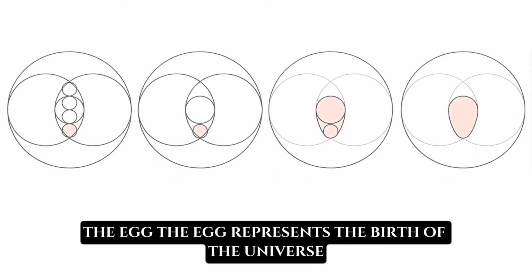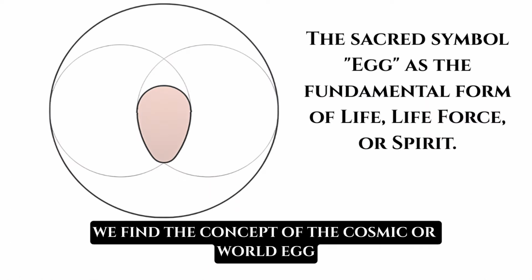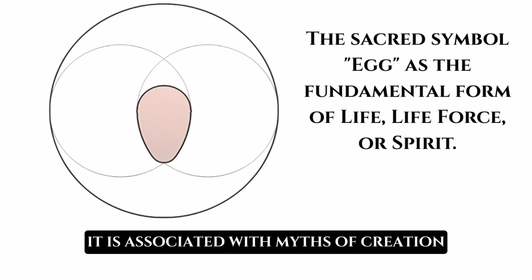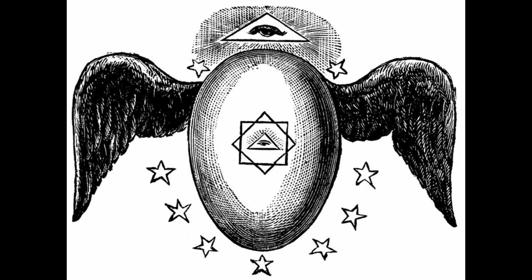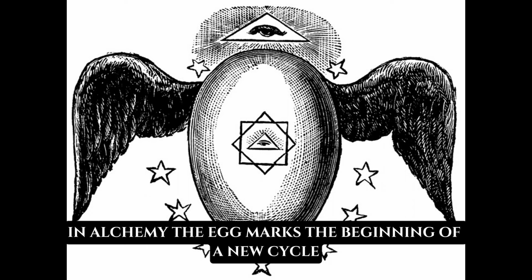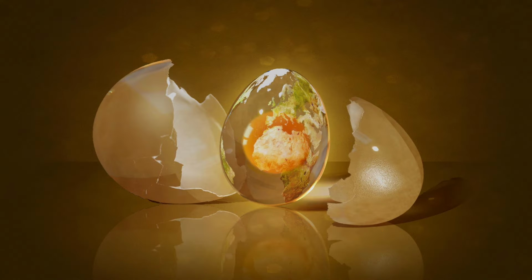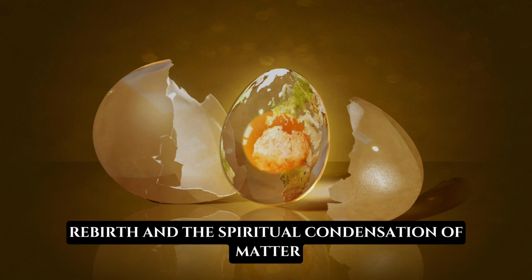The egg represents the birth of the universe. Across many cultures, we find the concept of the cosmic or world egg, from which the cosmos is born. It is associated with myths of creation, the origin of life, fertility, and renewal. In alchemy, the egg marks the beginning of a new cycle, like the birth of new life. It is tied to transformation, rebirth, and the spiritual condensation of matter.